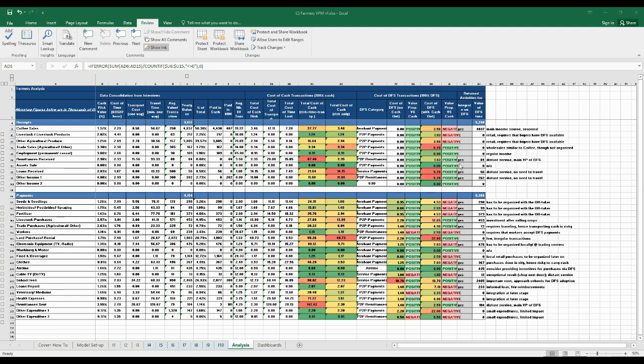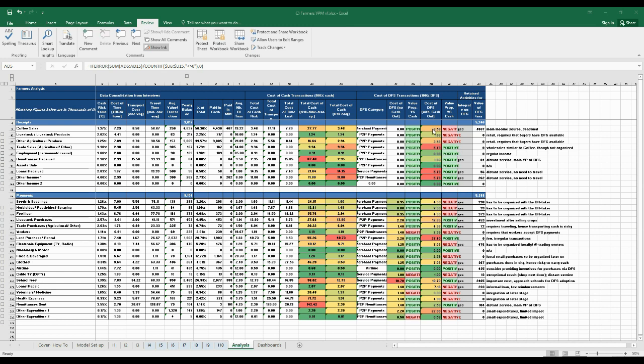So if we just look at the rows here, they're negative for basically the biggest incomes that the farmer has. So the largest ones are coffee sales and other agricultural produce. So the value propositions are quite negative for other agricultural produce, and sort of neutral for coffee.